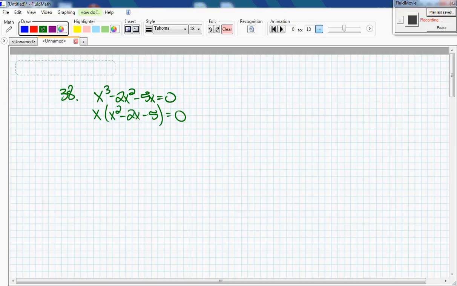There's nothing that multiplied together gives you -5, when added together gives you -2. So according to the directions, we have factored the expression completely. Now it says to solve. Set each factor individually to 0. So x equals 0 is one of our zeros.